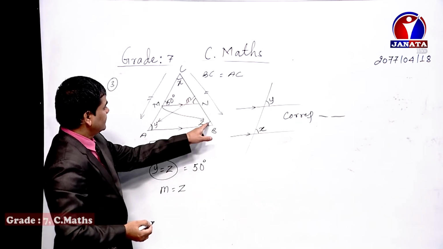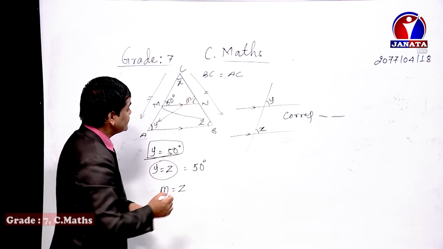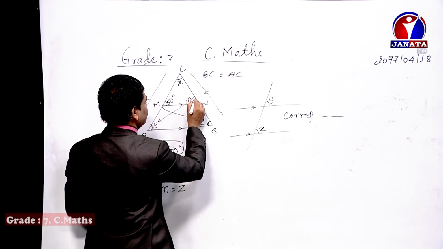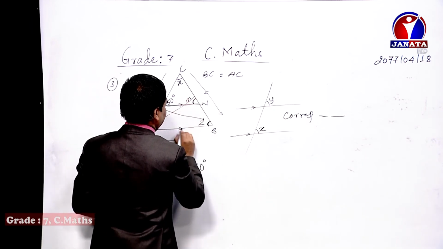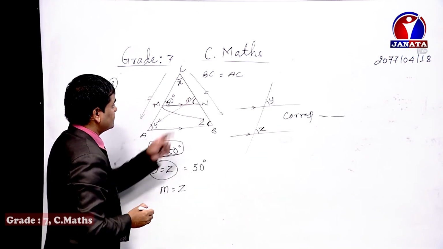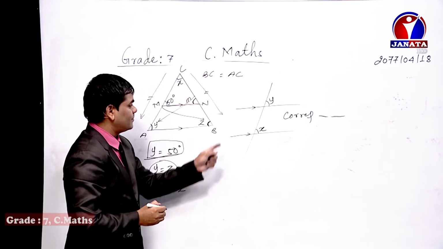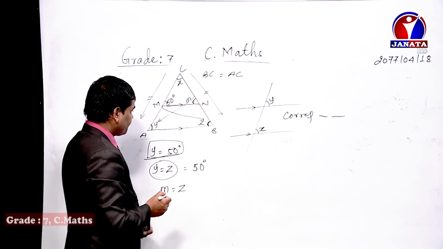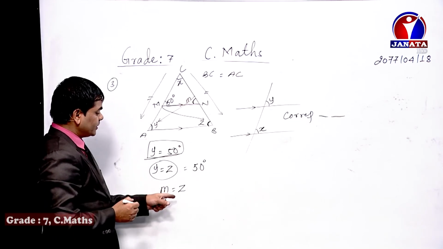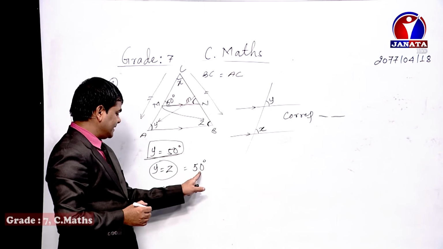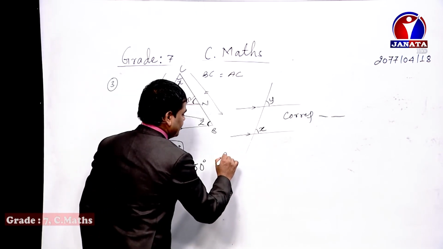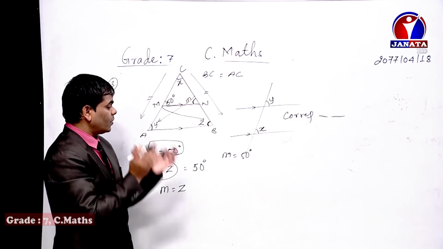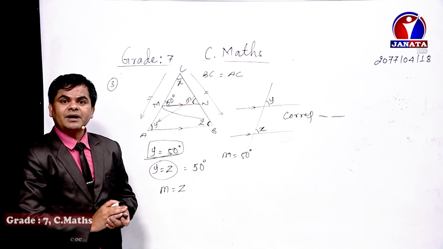Why? Because this forms a corresponding angle. Once again, this is on the left-hand side, this one also on the left side, one is inside and another is on the other side. These two lines play the role of parallel lines, and then the BN line or the BC line plays the role of transversal, isn't it? So as a result, angle M equals angle Z, and we got the value of Z as 50 degrees. So M also becomes 50 degrees. But by the way, do the whole procedure in your copy by yourself.